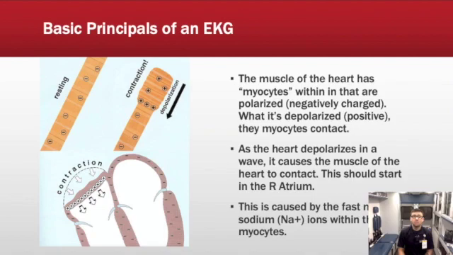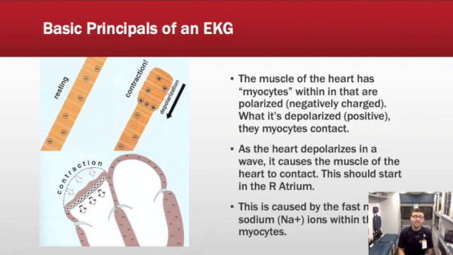The muscle of the heart, or the myocytes within the heart, are polarized, or negatively charged. So when it's depolarized, the myocytes contract. Here in this picture on the left side, you can actually see the resting membrane. Whenever it's depolarized, that muscle actually contracts. So the heart is at rest whenever it's polarized, and when it becomes depolarized, or positively charged, the heart contracts.